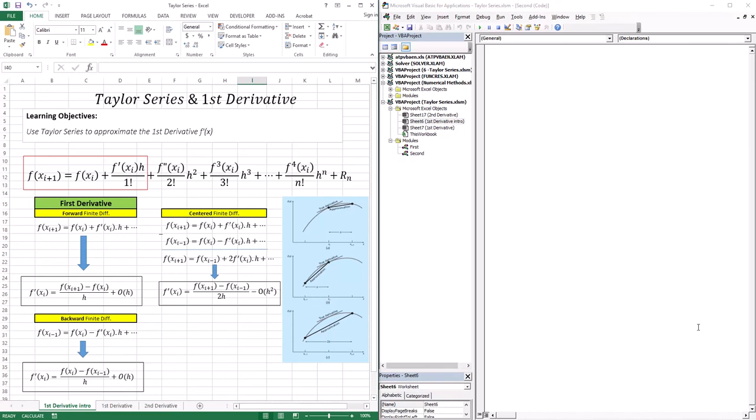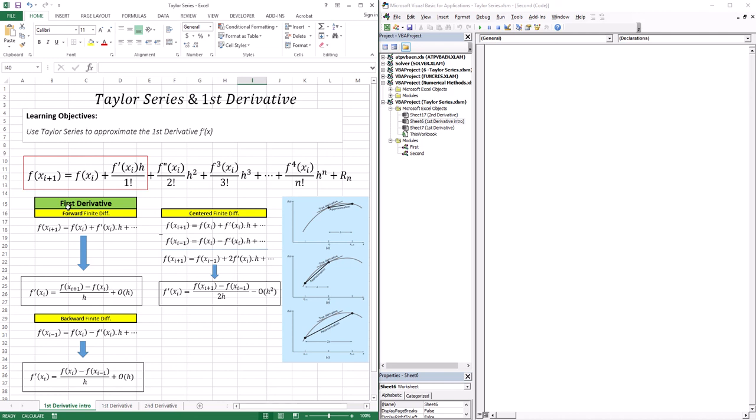So in this lesson, we're going to continue our discussion on Taylor series and derivatives. Now, we learned in the previous lesson that with the Taylor series expansion, we can actually create approximations for our derivative. The way we did that is we laid out the Taylor series expansion and truncated it at the first derivative. And with different variations, we came up with three ways that we can approximate.